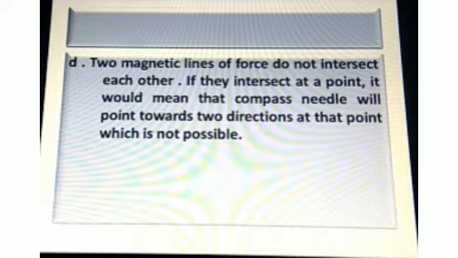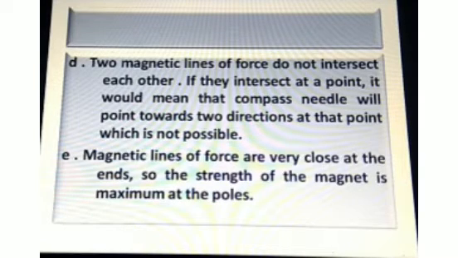Two magnetic lines of force do not intersect each other. If they intersect at a point, it would mean that the compass needle will point towards two directions at that point, which is not possible. Magnetic lines of force are very close at the ends, so the strength of the magnet is maximum at the poles.